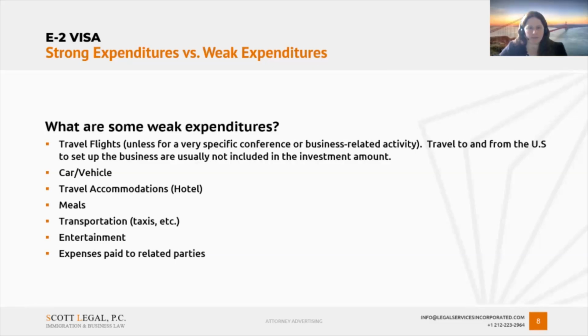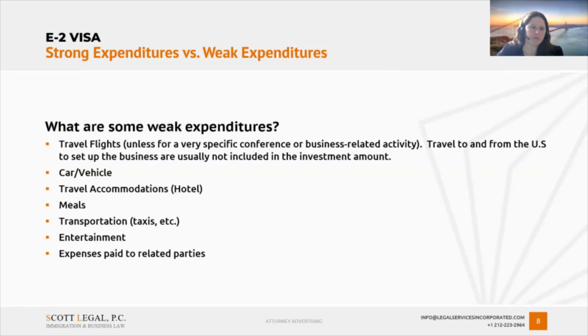Thank you, Yongki. All right, so we've talked about some strong expenditures. These are some weak expenditures. These are things we don't recommend including because they will not only be discounted, but also sometimes weaken your case in the eyes of the reviewing officer. For example, travel, anything related to flights, specifically flights to the US to explore, is not considered to be a good business expense for the E2.